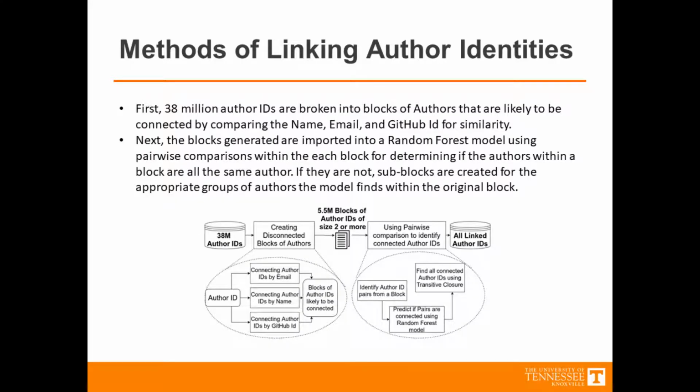The method of linking author identities is as follows. First, the 38 million author IDs go through an initial blocking phase. In this phase, author IDs are grouped together based on similarities in first names, last names, author IDs, and email addresses. If an author is placed into a block by itself, it will not move forward to the next phase, since a block containing only one author is already seen as an individual.